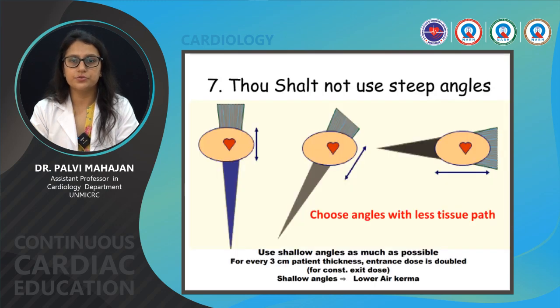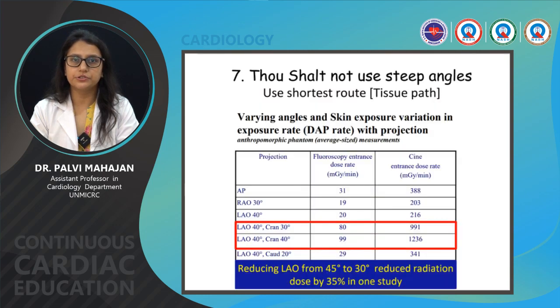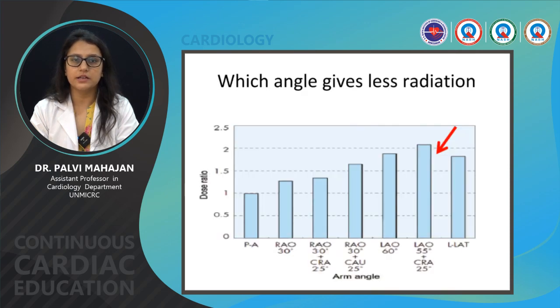Thou shalt not use steep angles. Use shallow angles as much as possible. For every 3 centimeter of patient thickness, entrance dose is doubled. So shallow angle, less air kerma. Steep angles use the shortest route. It has been seen that reducing the LAO from 45 to 30 degrees reduced the radiation dose by 35% in one study.